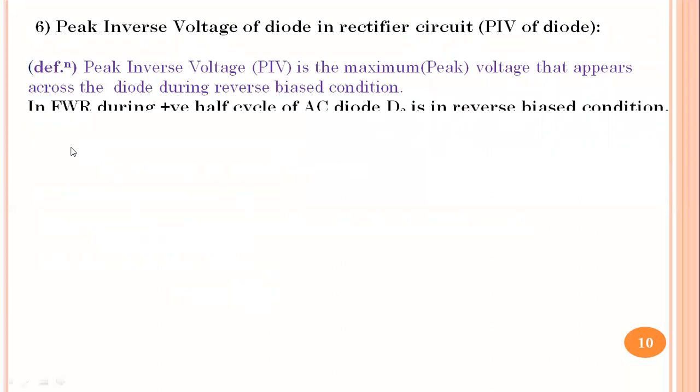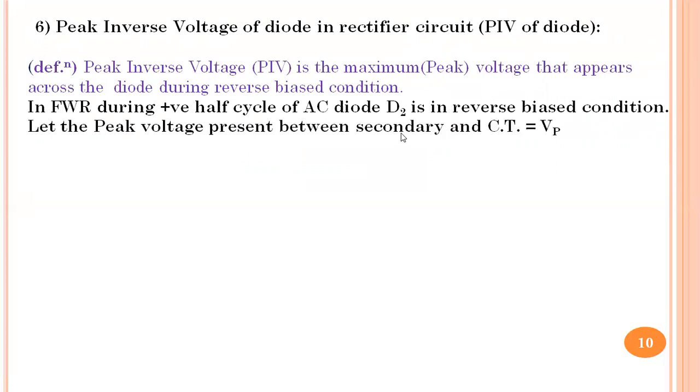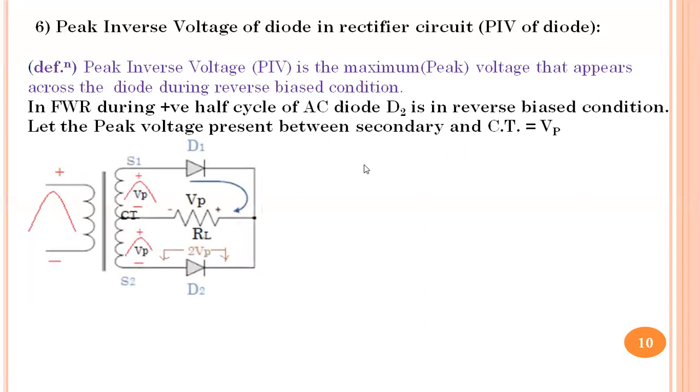In case of full wave rectifier, we know that during the positive half cycle of AC input, diode D2 is in reverse bias condition, whereas D1 is under forward bias condition. Therefore, let us find what amount of voltage will appear across D2. Remember that the peak voltage present between secondary, S2, and CT is Vp. The idea will be more clear with the help of a diagram.